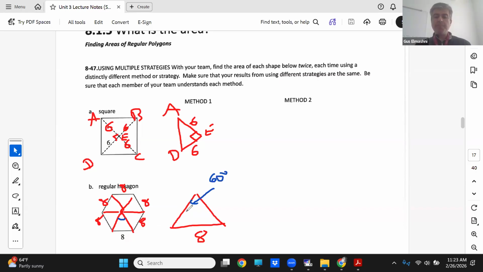And by the way, these are the same, right? Because they're both coming from the center. So what's going to be measured at these angles down here as well? 60, 60, right. What kind of triangle is this? 60, 60, 60. It's 8. It's equilateral. So you got equilateral triangles.